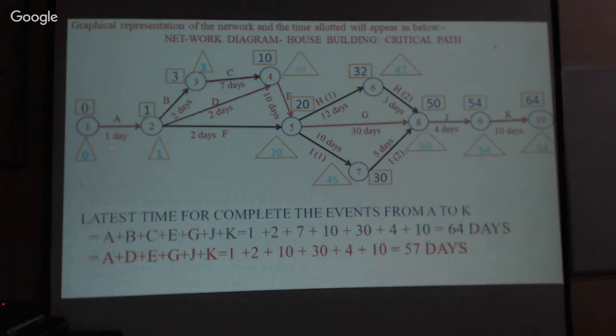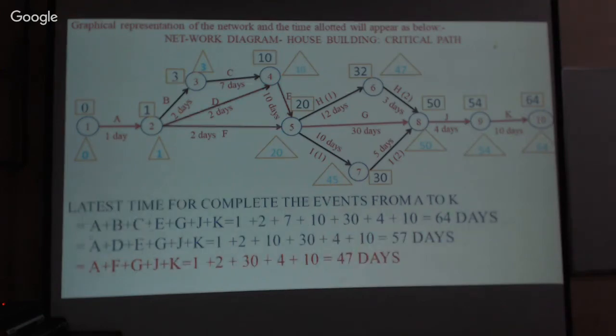Similarly, another path is 1 plus 2 plus 10, then plus 30 plus 4 plus 10. The number of days required to complete this project is 57, isn't it? And similarly, we have another path. Now this is path 1, that is 1 plus 2 plus 30 plus 4 plus 10. It comes to 47 days, isn't it?